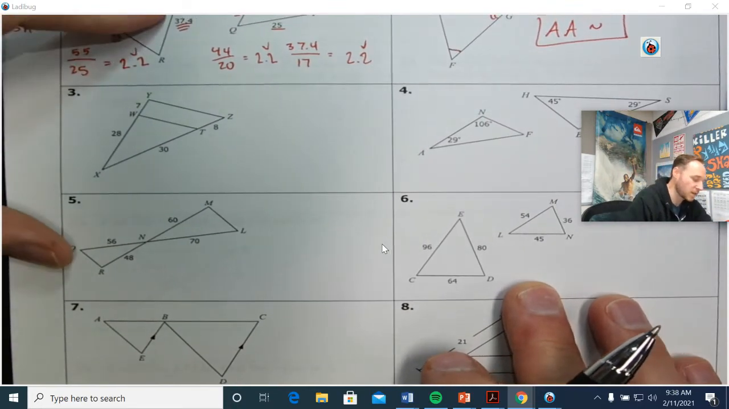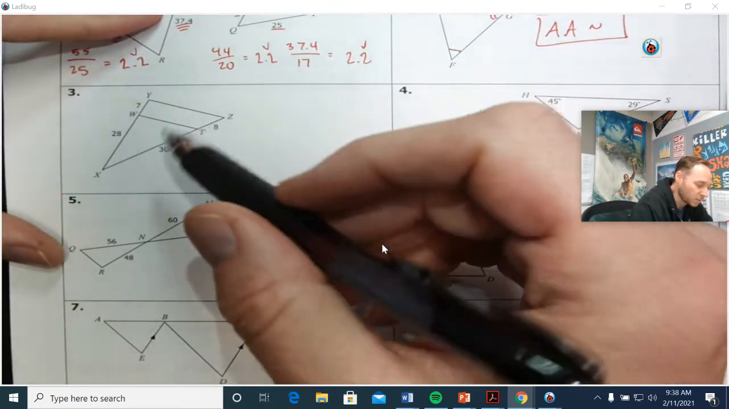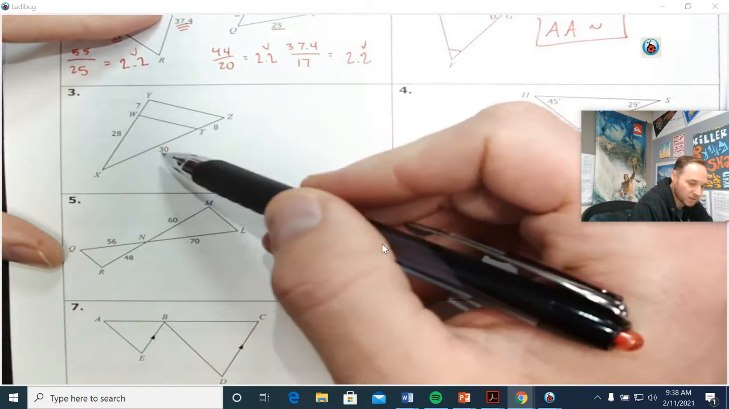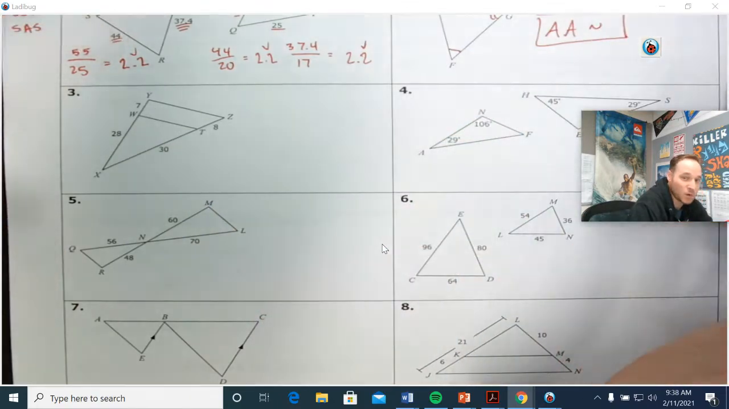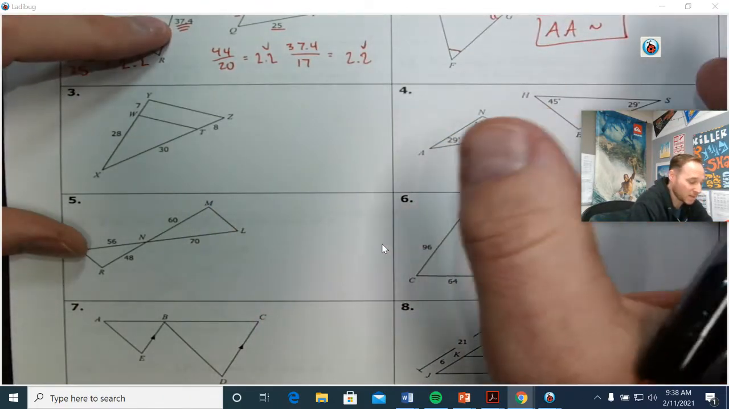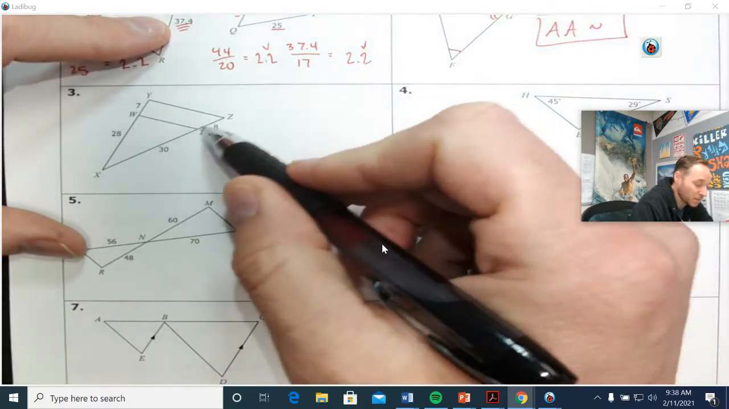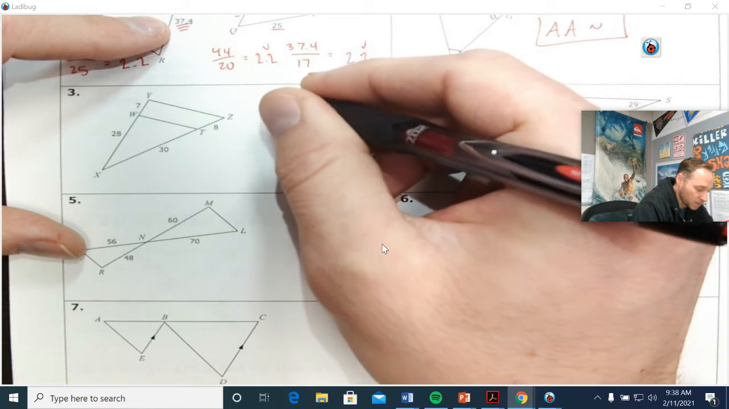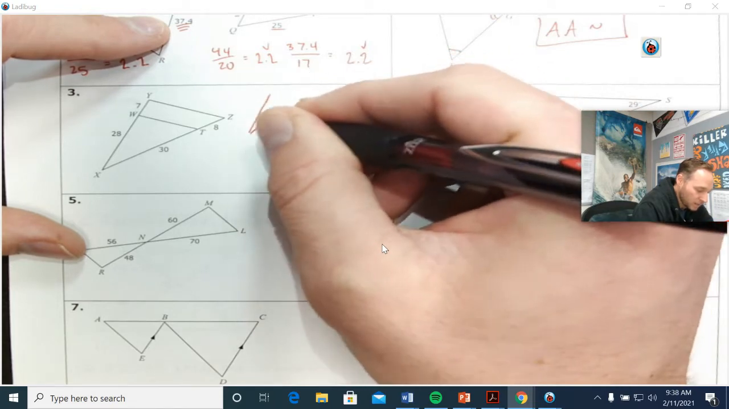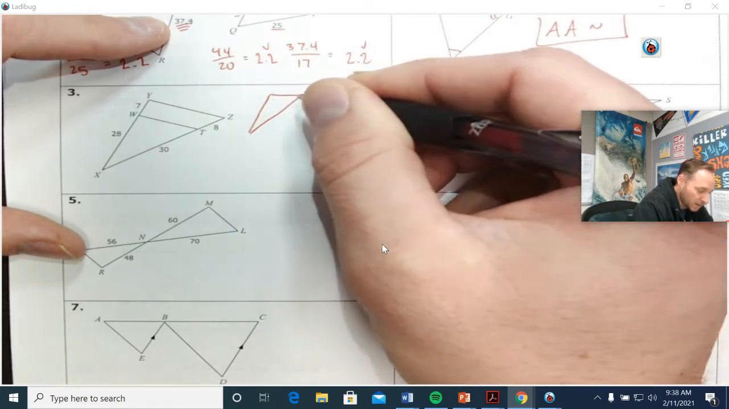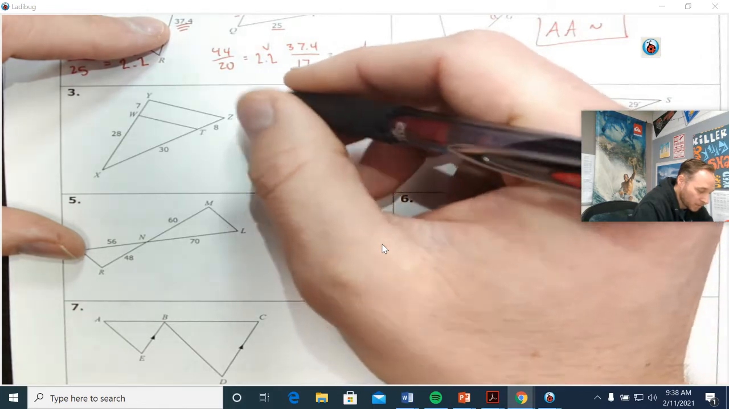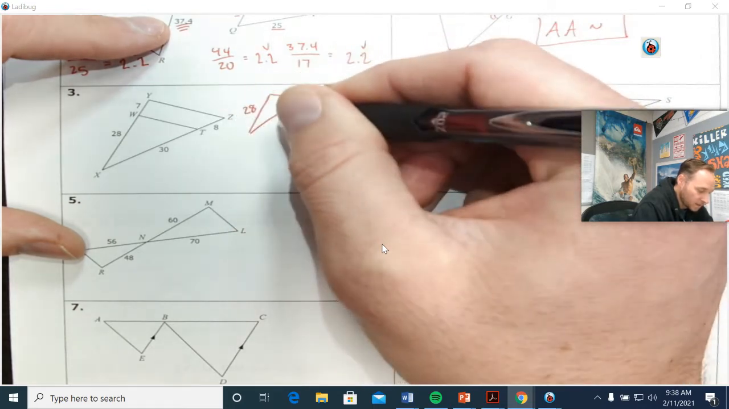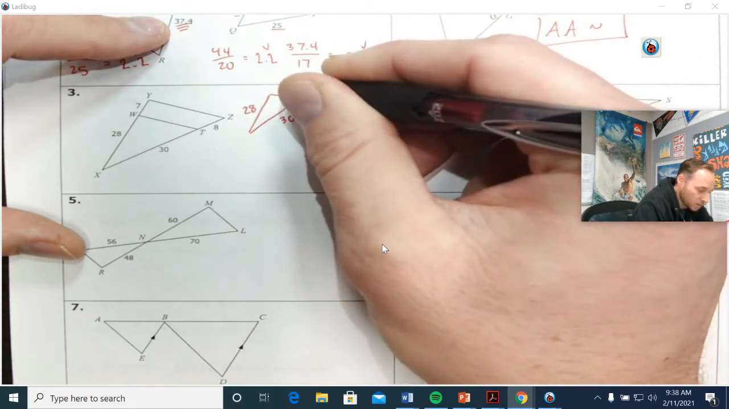Okay, number 3 is a little weird because a lot of people want to just compare 28 to 7 and 30 to 8, but we can't do that. We can't do that because they're not sides of a triangle. This is just a piece of a triangle. So what I like to do for these is draw the triangles out. I know it takes a little more time, but trust me, it's worth it. This side is 28, this side is 30, and we don't know this side.